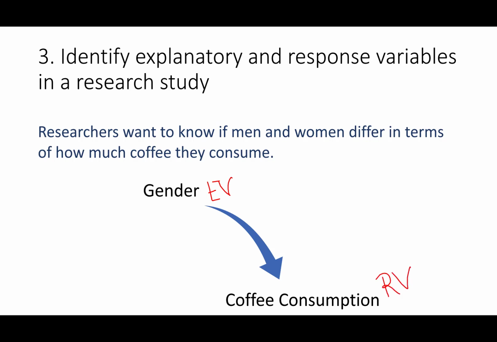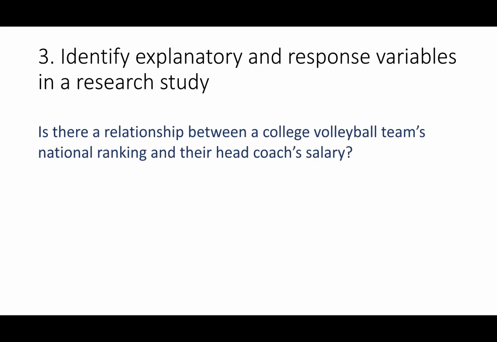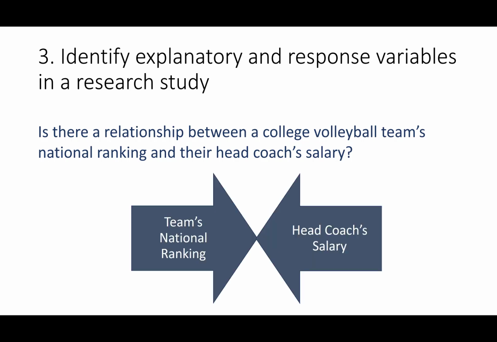We'll see one more example. Is there a relationship between a college volleyball team's national ranking and their head coach's salary? Here, we're looking for a relationship between these two variables. We're not given a direction, so we're not using one variable to predict the other. In this case, there are no explanatory or response variables.